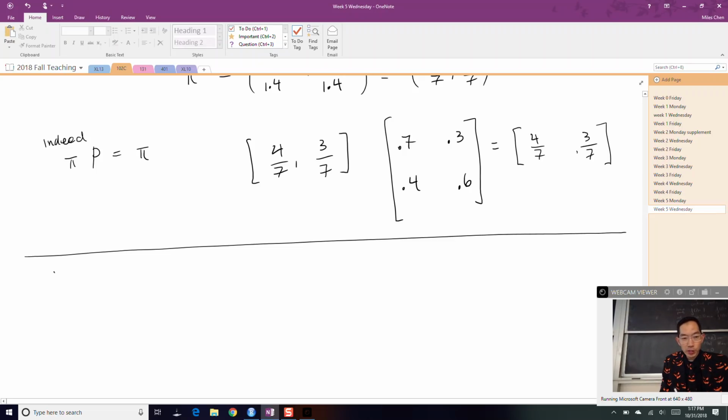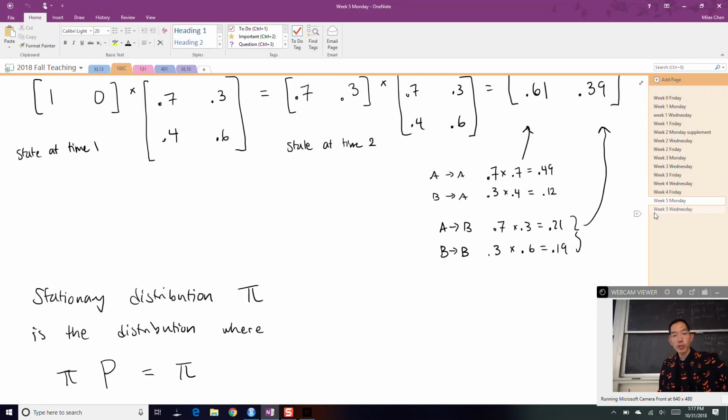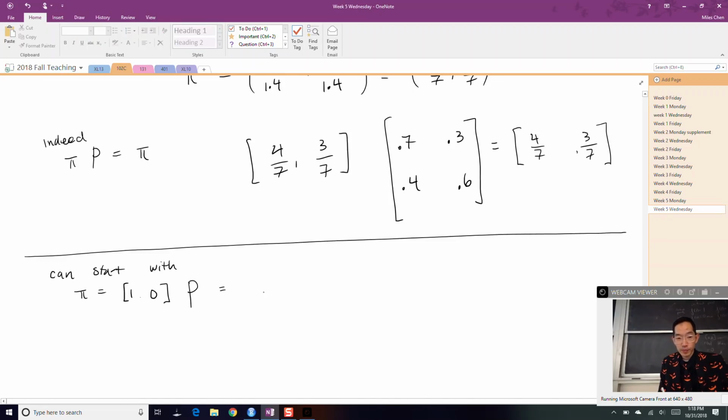So we can start with pi equal to 1, 0. And if we multiply it by P, okay, and I think this is what we did over here, we started with 1, 0. After we multiply by P, we get 0.7, 0.3. And then if you multiply that by P, you'll get something else. Dot, dot, dot. You keep multiplying by P, so basically 1, 0 times P raised to the n, this is like matrix exponentiation, okay? Pi raised to the n will converge to pi as n goes to infinity.